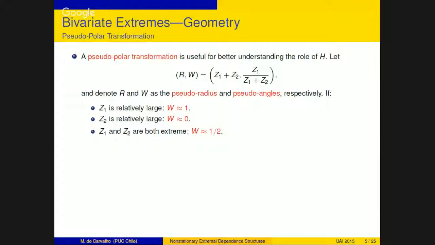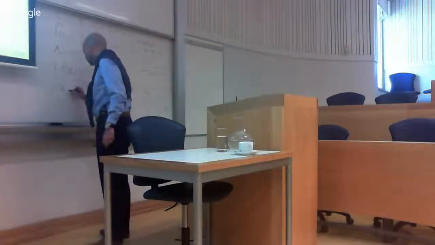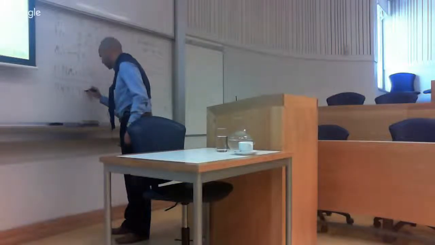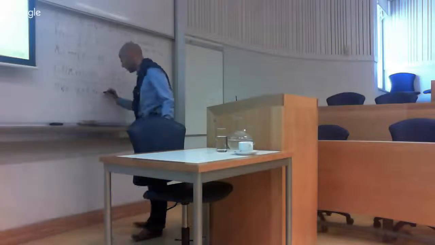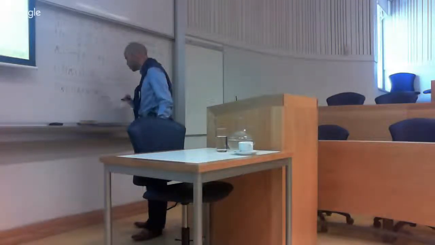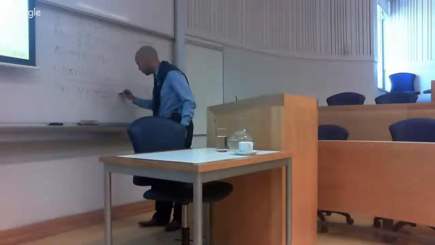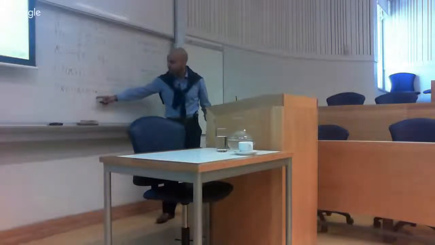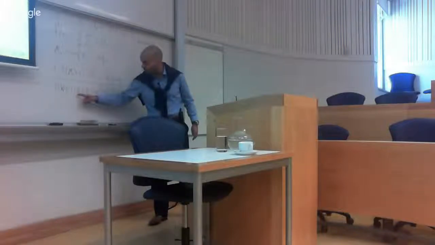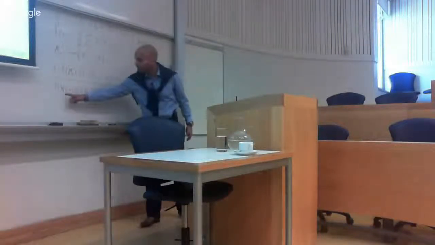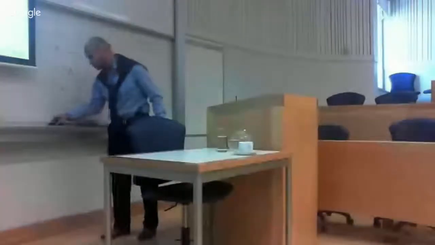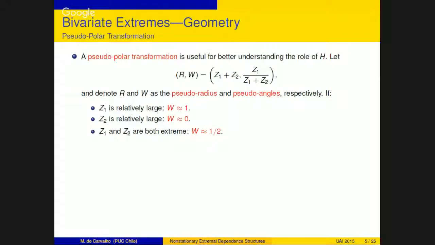Now, what's the connection between these W's that I just introduced and H itself? It turns out that the probability of W, given that Z1 plus Z2 is above a certain threshold, will converge to H when this threshold goes to infinity. In practice, it is as if, for a sufficiently large radius, we would get the convergence of the law of these W's to H. This is a result which was proved long ago by Laurens de Haan and Sidney Resnick.